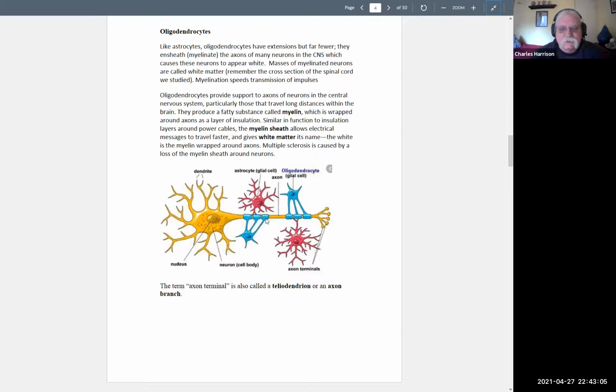The oligodendrocyte is sheathing, forming a myelin sheath around the axon, which causes the impulse that moves through the axon to speed up.